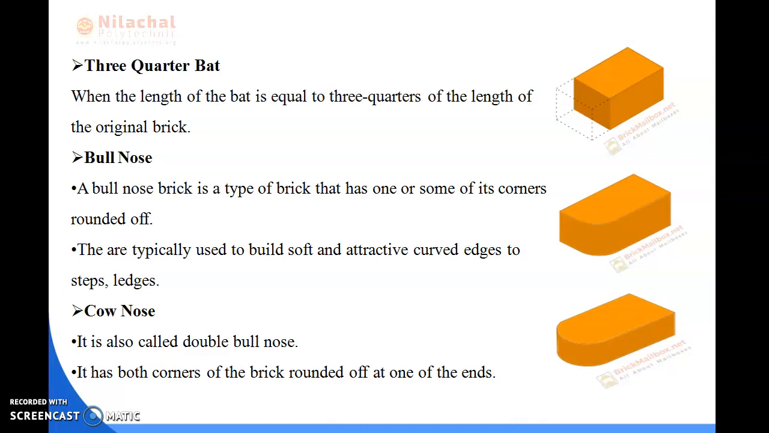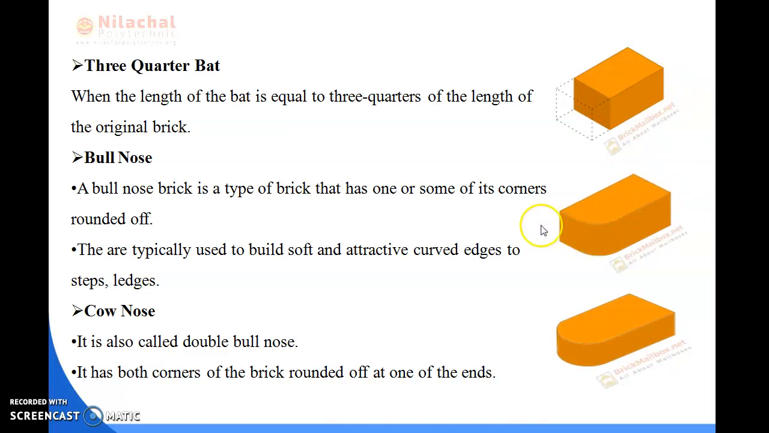And the next one we will be reading about is bull nose. What do you mean by bull nose? A bull nose brick is a type of brick that has one or some of its corners rounded up. It is known as bull nose. These are typically used to build soft and attractive curved edges to steps, ledges, etc.